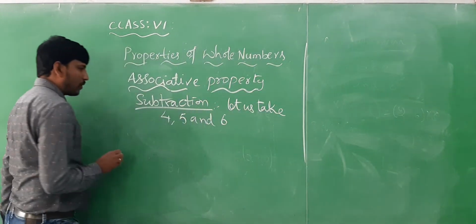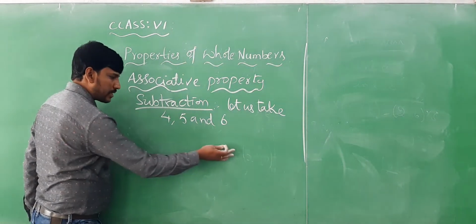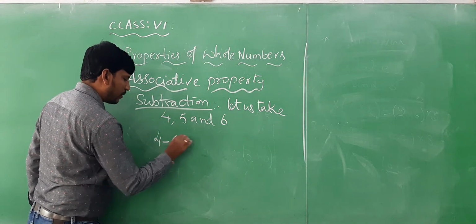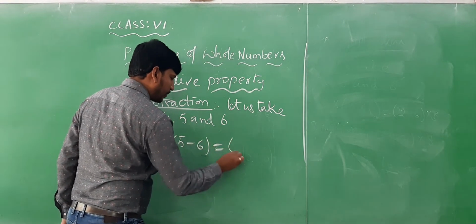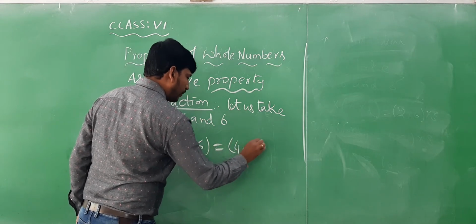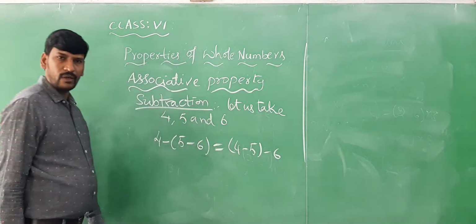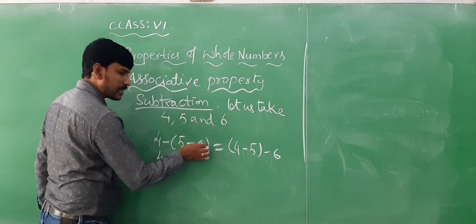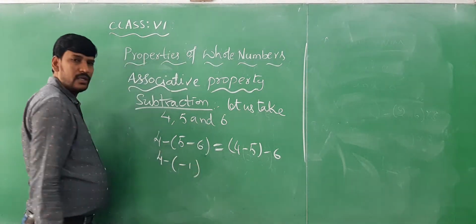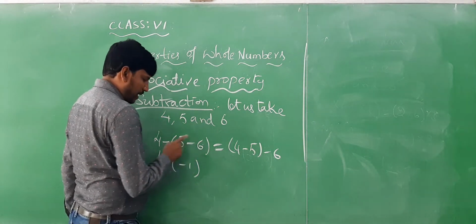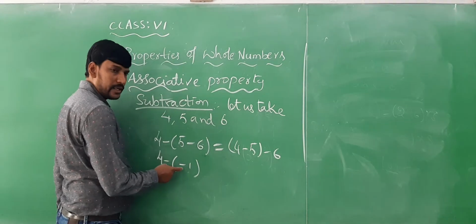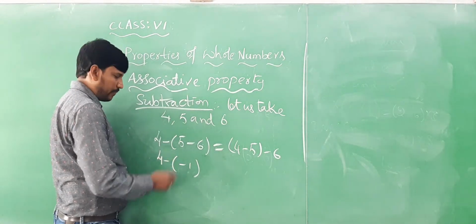Okay, children? Now, subtraction. The same condition, same statement we are going to write. It is (4 − 5) − 6 is equal to 4 − (5 − 6). Clear? First of all, the bracket part. 5 − 6 is nothing but −1. I told you just now, subtract 6 minus 5, we get 1. The bigger value has the negative sign, so we get the negative. Clear? That will become −1.